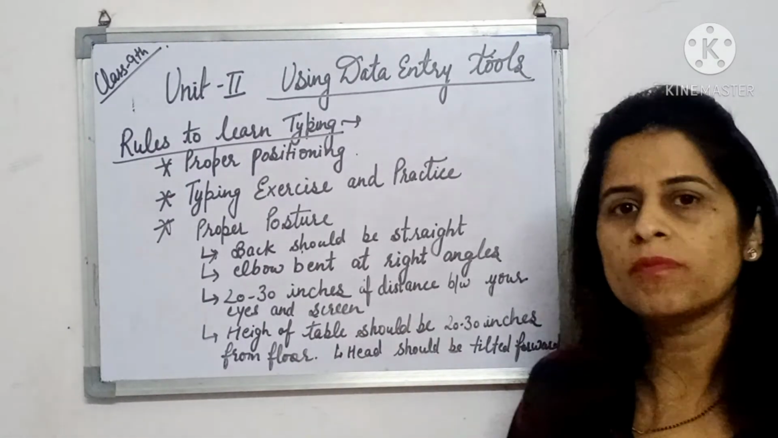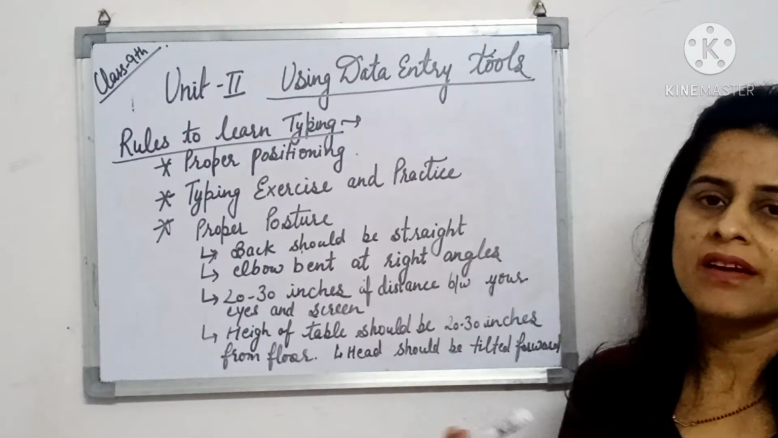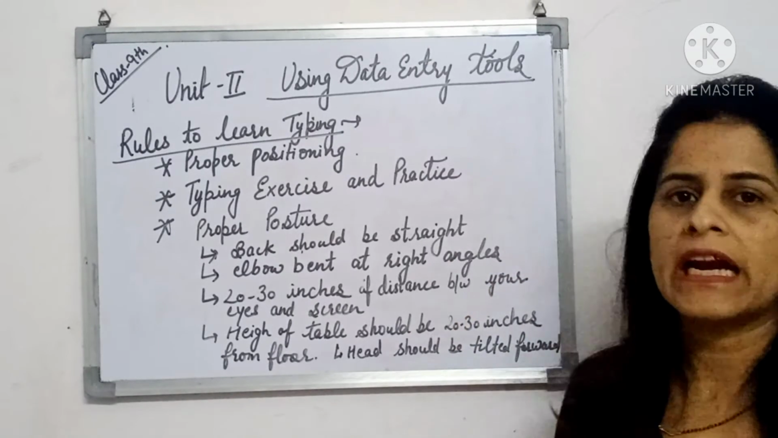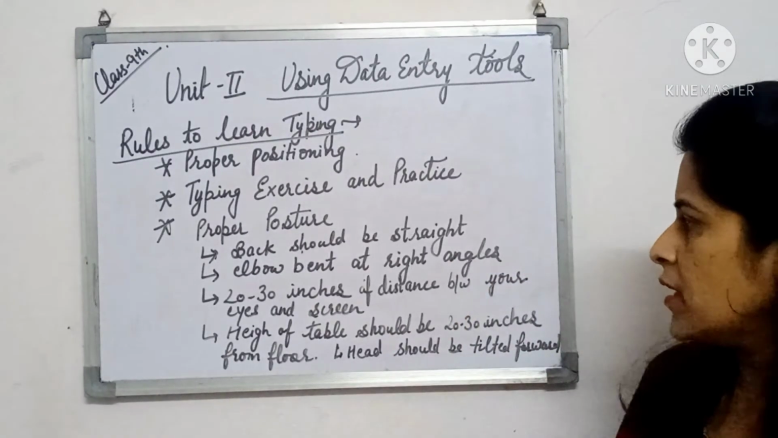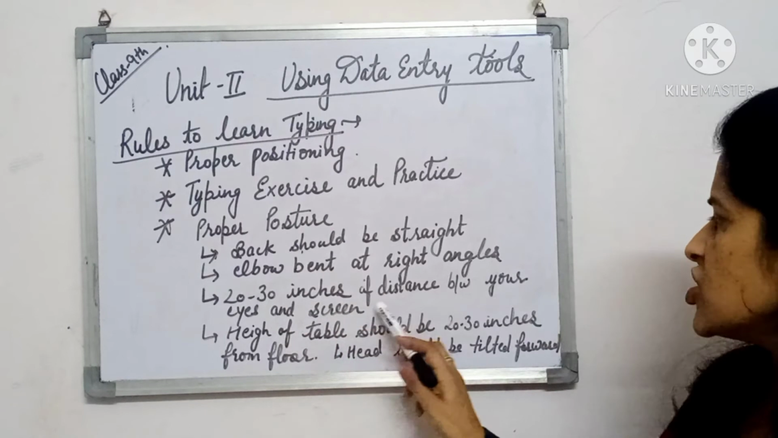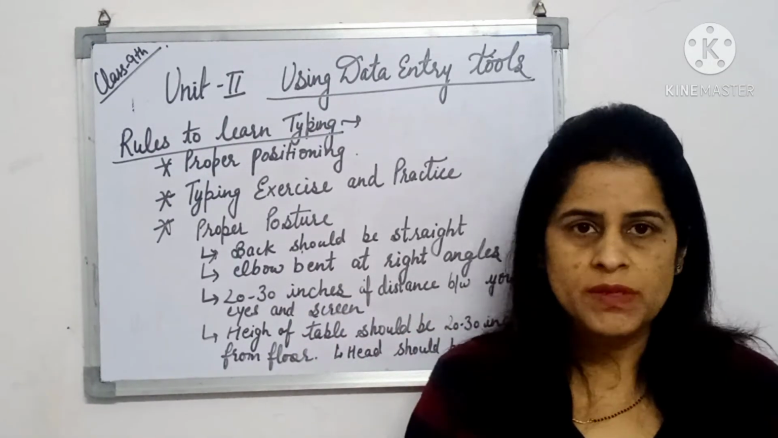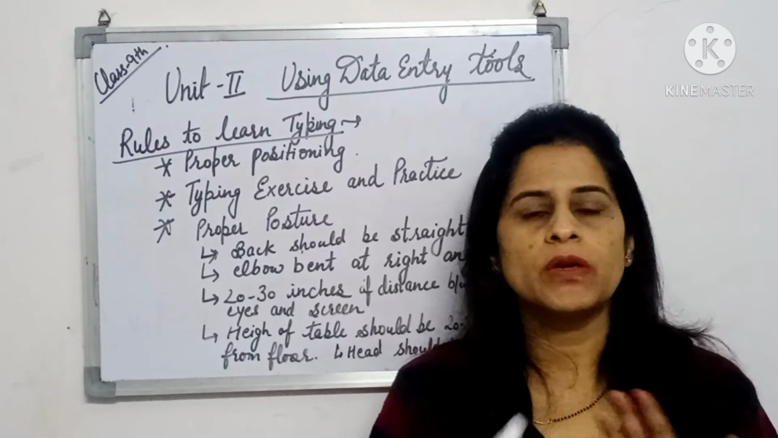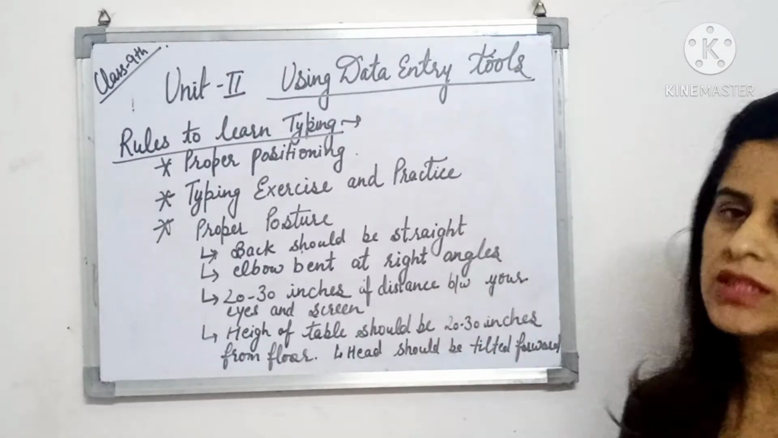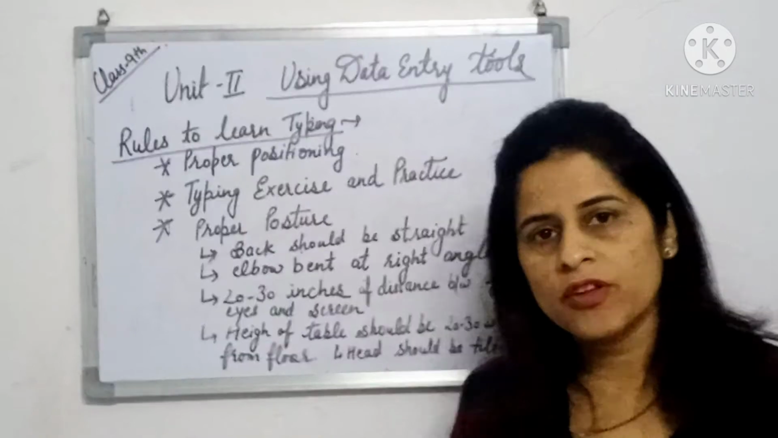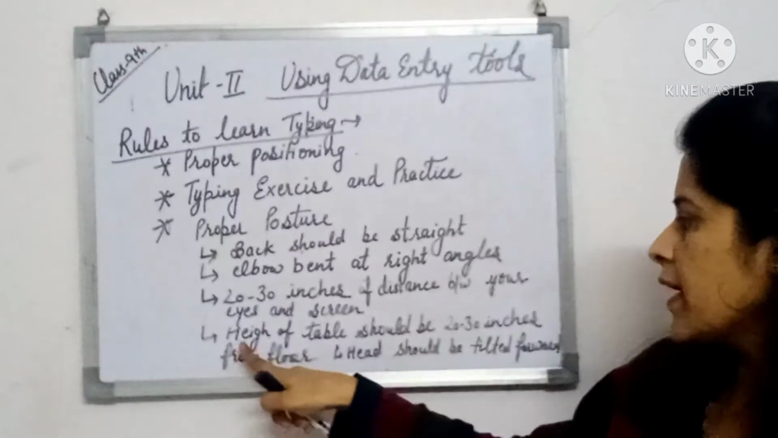Then your typing will be very easy and it will not create a stress on your mind, and your back will not be in pain. Next is 20 to 30 inches of distance between your eyes and the screen. Your laptop screen and your eyes, there should be a 20 to 30 inches gap, which is very important, otherwise it will affect your eyesight. Next is height.